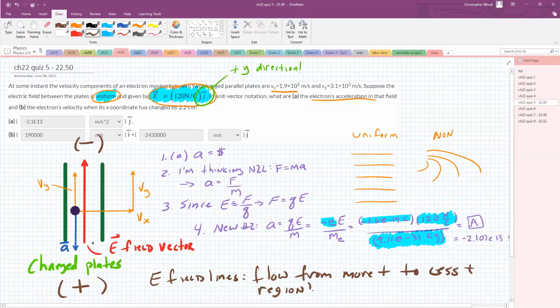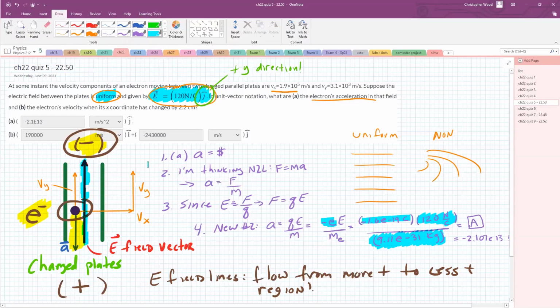Okay, so if this is the more negative region up here, and you're an electron, you have a negative charge, you're going to be repelled by this more negative region. So an acceleration of straight down does make sense, because opposites attract, likes repel. And how do I know that's more negative? Because this electric field line right here, by convention, flows from a more positive to a less positive region. So that's a lot of thinking there. We have the answer to part A.